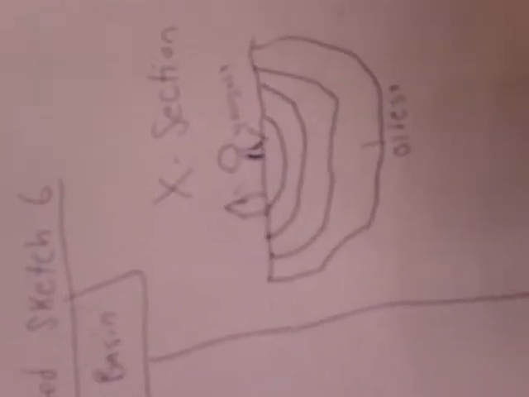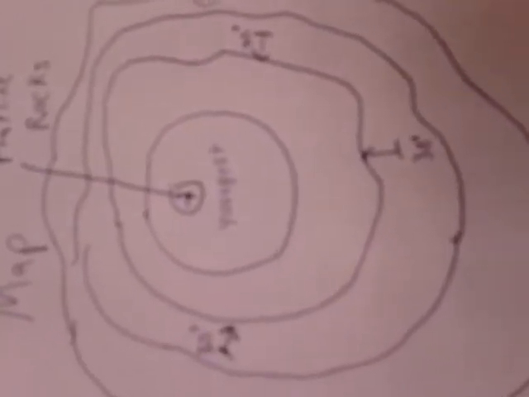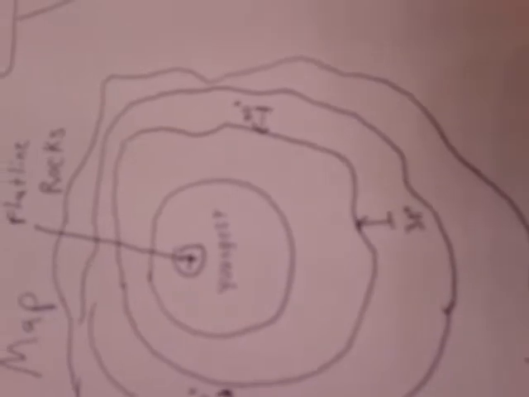We have the cross section showing the 4 layers that we drew in the map, with the youngest rock in the center and the oldest rock on the outside. And here we have the map with the flatline rocks represented by pretty much like the plus sign symbol right in the middle of the basin. We have the strike and dip symbols at 30 degrees, all pointing towards the center. And we have the 4 layers, just like we had in the cross section.